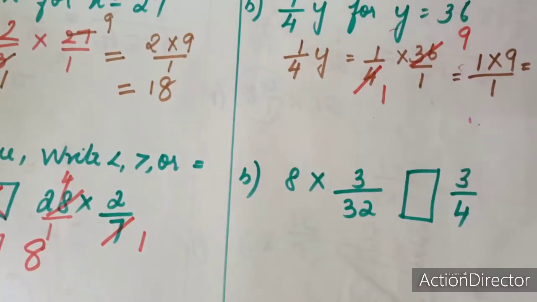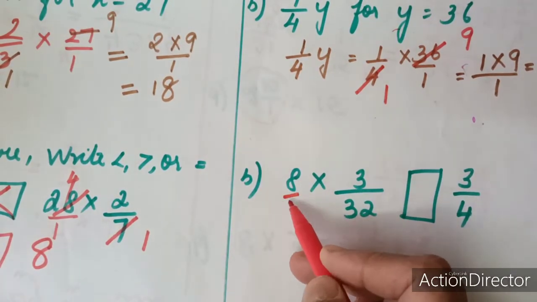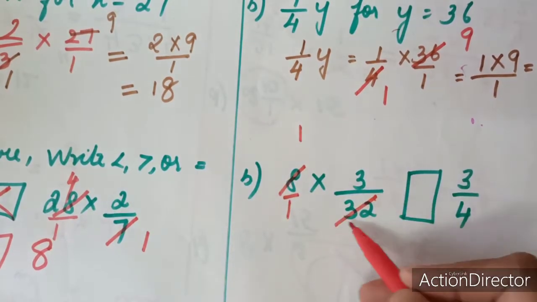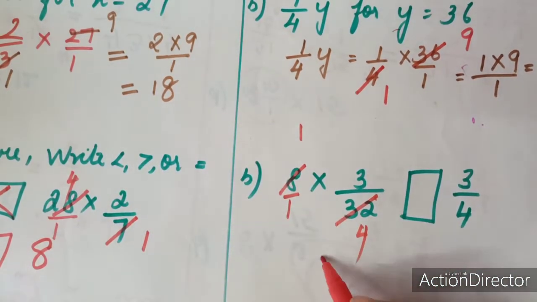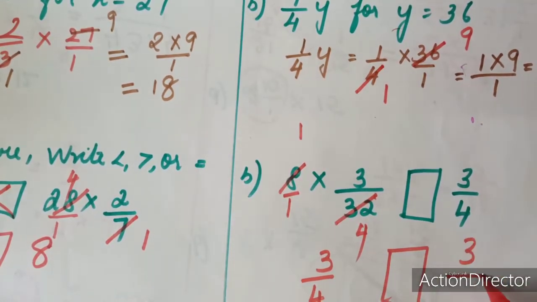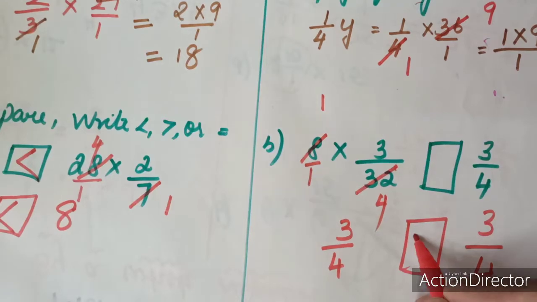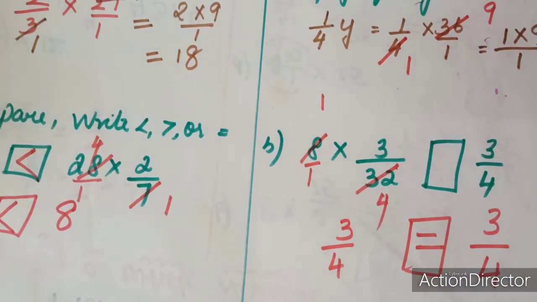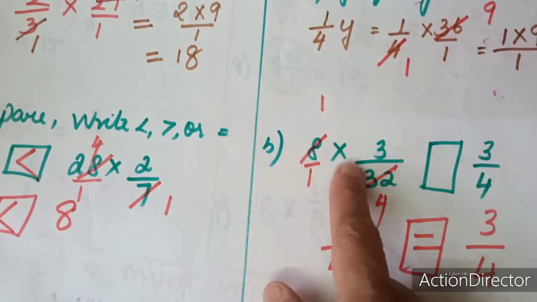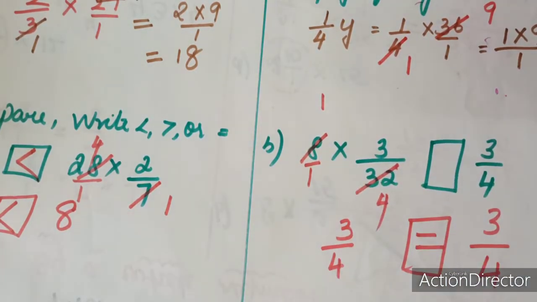Again coming over here, this 8 can be written as 8 upon 1, and 8 1s are 8, 4 8s are 32. So now you compare 3 by 4, again 3 by 4. So both the fractions are equal. So whenever there is more than one number, first simplify the operation and then compare the fractions.